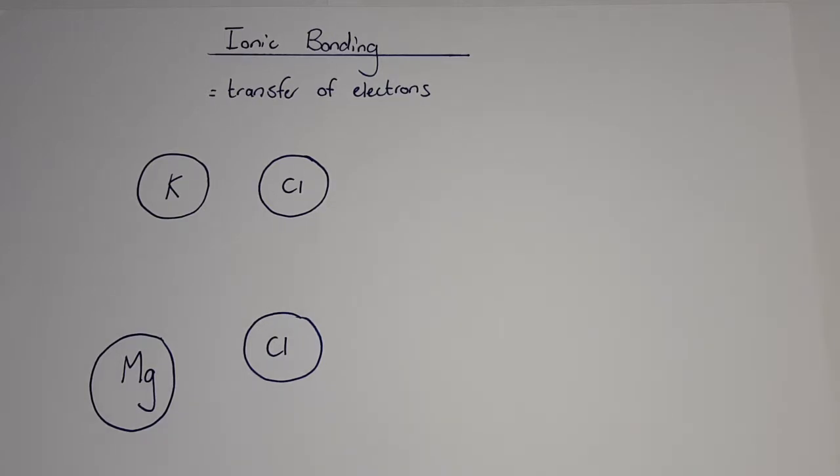Okay, so we're looking at our different types of bonding. So we have ionic bonding, covalent bonding, and metallic bonding, which are all intramolecular. That means these are bonds between our elements that make up our molecules. So the ionic bonding is the transfer of electrons, usually between metals and nonmetals.